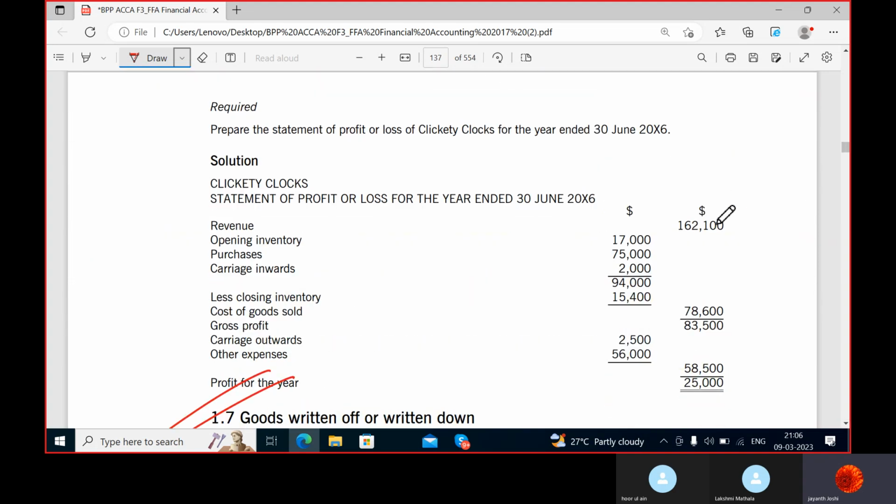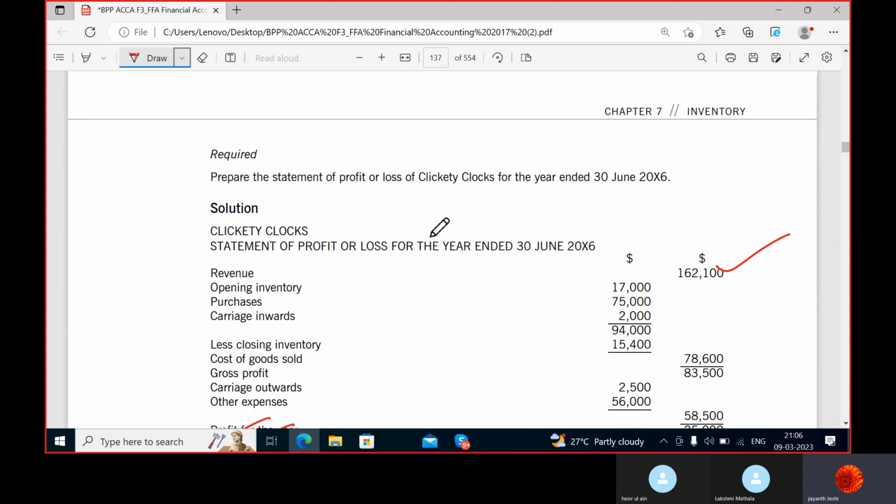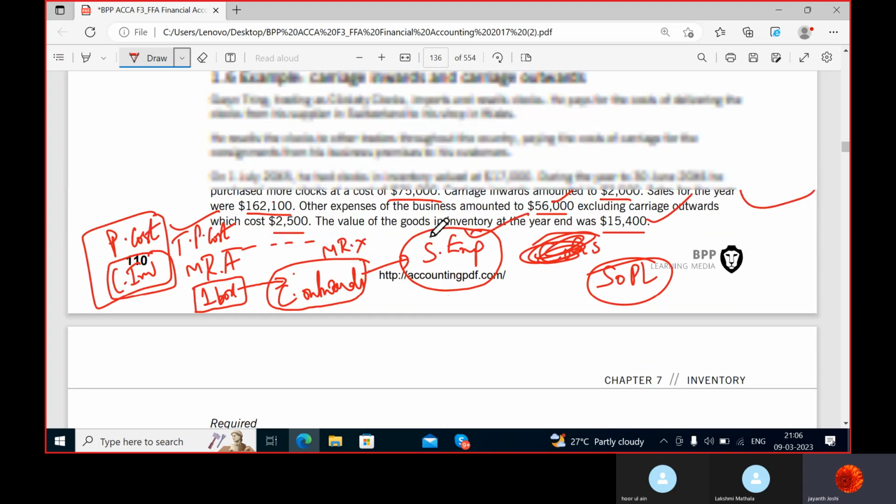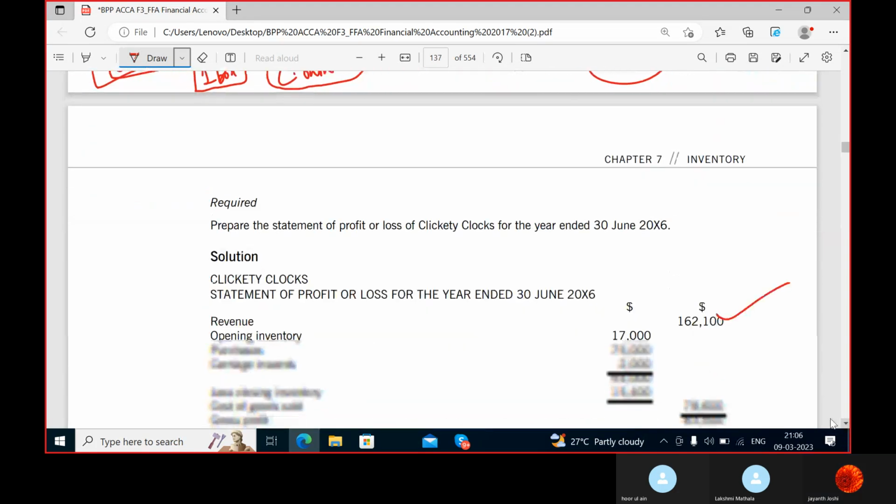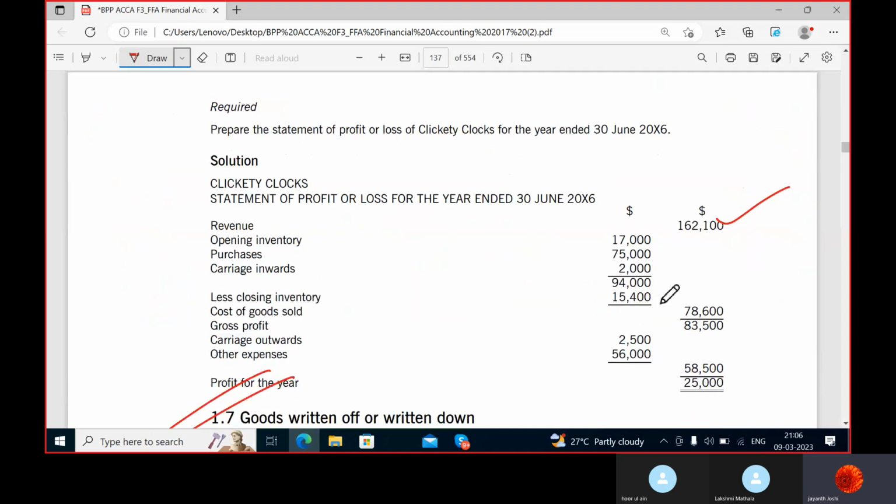1,61,200. So they have taken this. Opening inventory, they had 17,000. That's very clear. We take this. And purchases 75,000, and carriage inwards has to be added here. We know that. And the closing inventory has to be subtracted. The entire thing is COGS, and they get the gross profit.